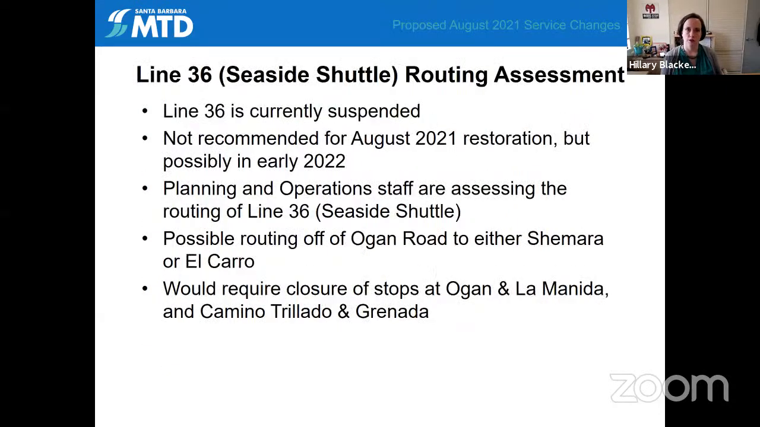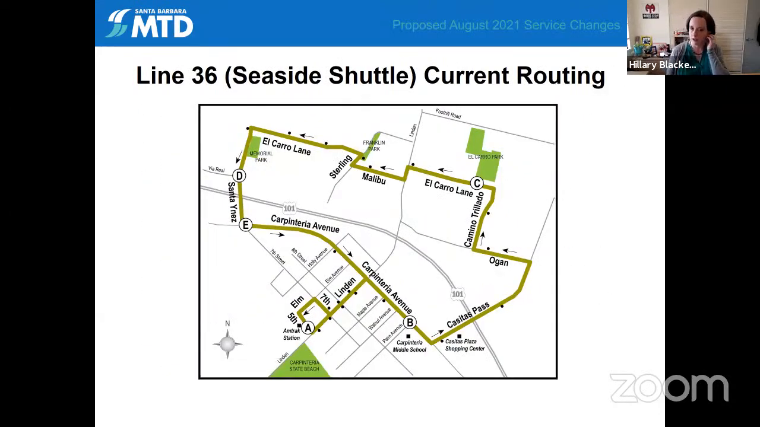So this is the previous routing, or the current routing if it were running today. It is really a loop. It serves all the neighborhoods north of the freeway, then heads over the San Ysidro Bridge, and then downtown, serves the Amtrak station, and heads back, and then heads over Casitas Pass. Left on Ogan Road, there's a stop there. Right on Camino Trigo, there's a stop there. And then left on El Carro Lane, where it stops at El Carro Park. That's the time point. So that's the existing traditional route.